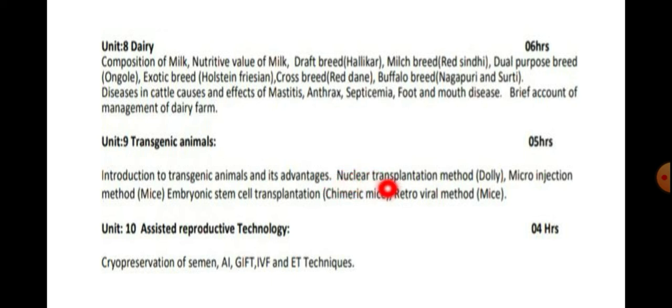First is the nuclear transplantation method, which was used in Dolly. You know that it is a sheep, which is the first transgenic animal. And then the microinjection technique, which is used in mice. Then embryonic stem cell transplantation, which was used in chimeric mice. And then the retroviral method, which is used in mice.